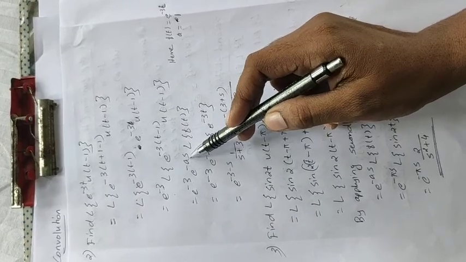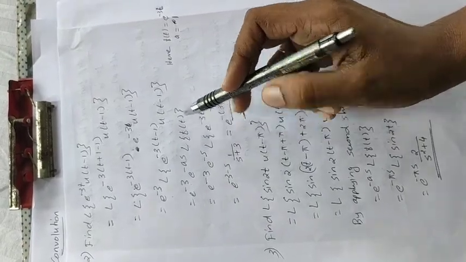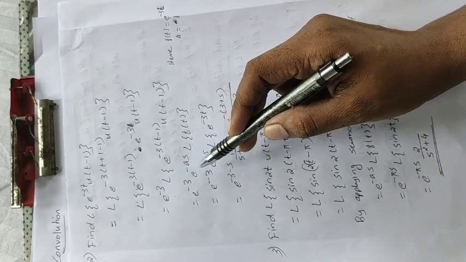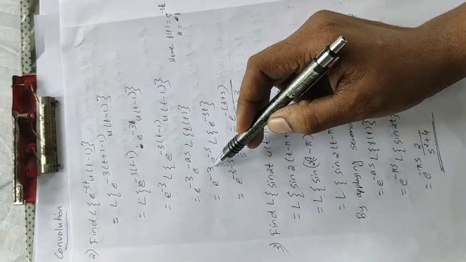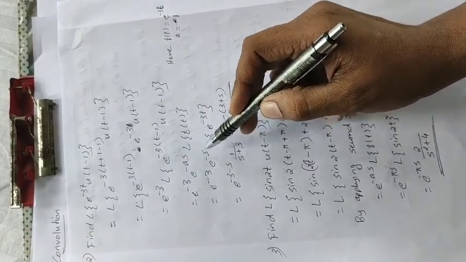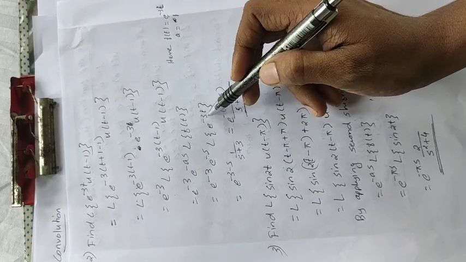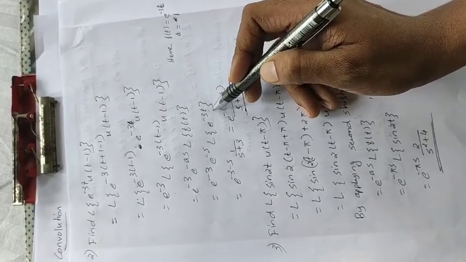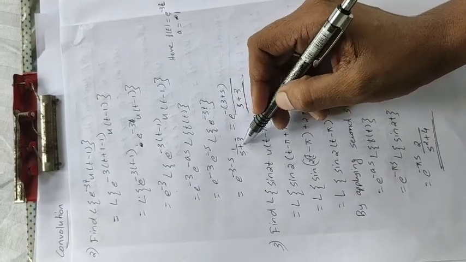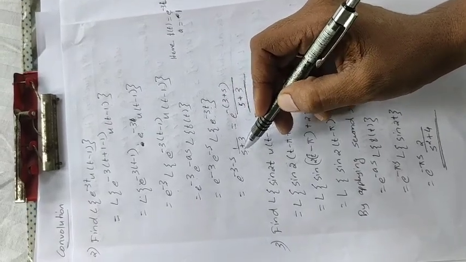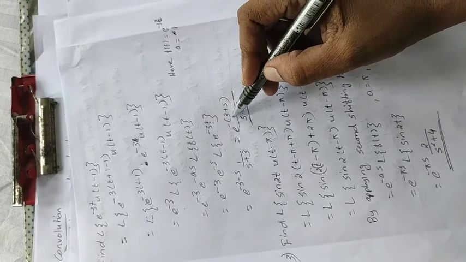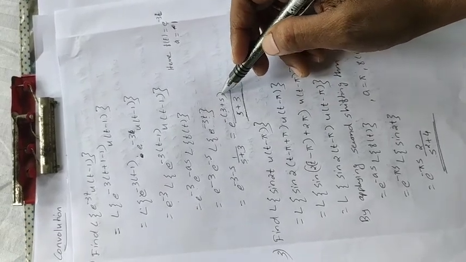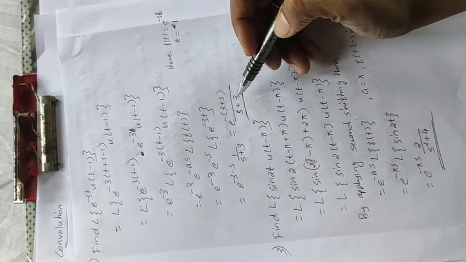Here we are applying the second shifting theorem, e raised to minus as into L of f of t. Here a equal to 1, substitute: e raised to minus 3 into e raised to minus s into L of f of t, where f of t is e raised to minus 3t. We know the Laplace transform of e raised to minus at is 1 by s plus a. So the answer is e raised to minus (3 plus s) into 1 by s plus 3.